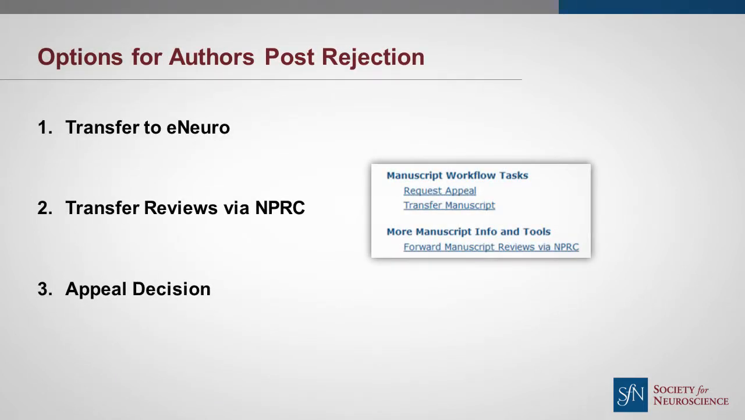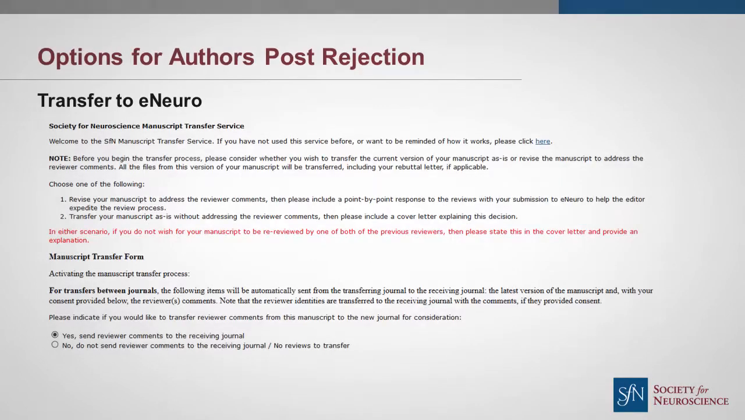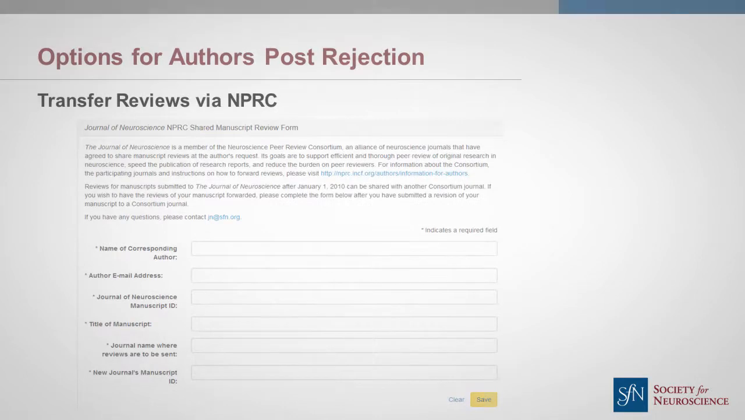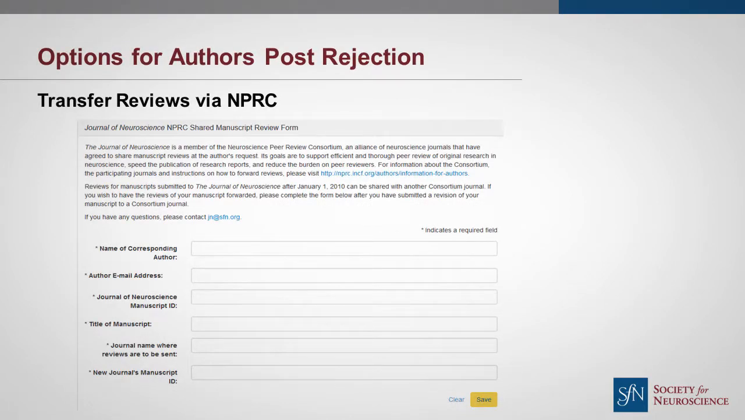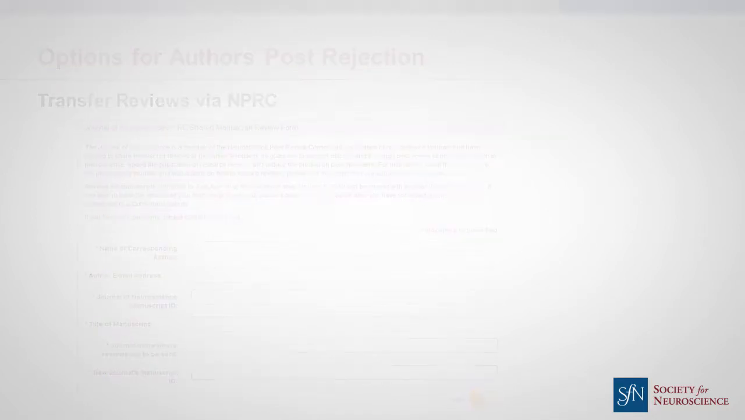For those manuscripts that are rejected from the Journal of Neuroscience, there are two procedures that may expedite publication elsewhere. First, some manuscripts may be appropriate for consideration by eNeuro. Some decision letters will make this suggestion. In addition, the Journal of Neuroscience is part of the Neuroscience Peer Review Consortium, which allows reviews to be sent directly from the journal to another consortium journal at the author's request.